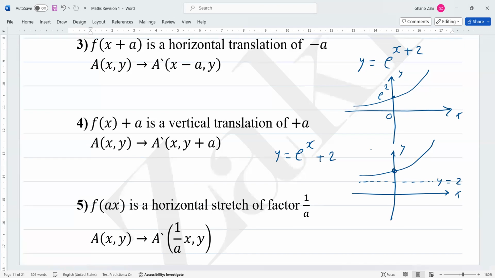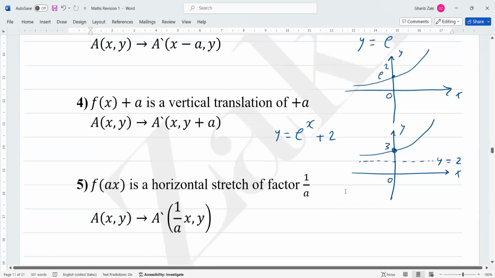How can we get the point of intersection with the y-axis? Replace x by 0. e power 0 is 1, plus 2, 3. So this is the curve, with asymptote y equal to 2 and a vertical translation of 2.